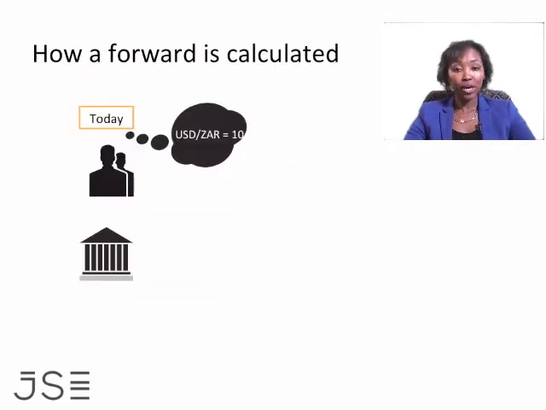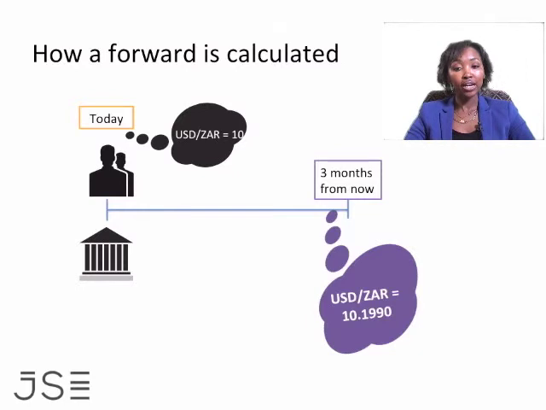So if we go back again, if you had to call the bank today when the dollar rand is at 10, wanting an FEC in 3 months' time, they would quote you 10.1990 as your FEC rate.